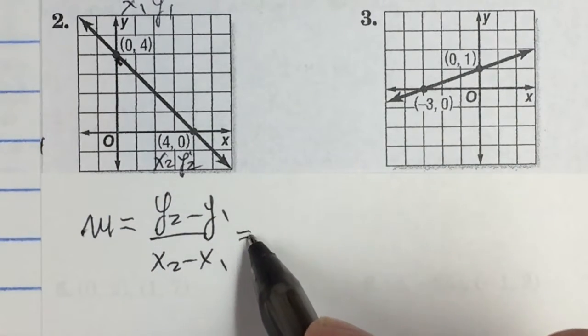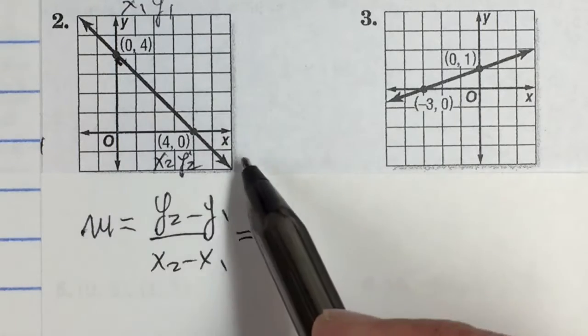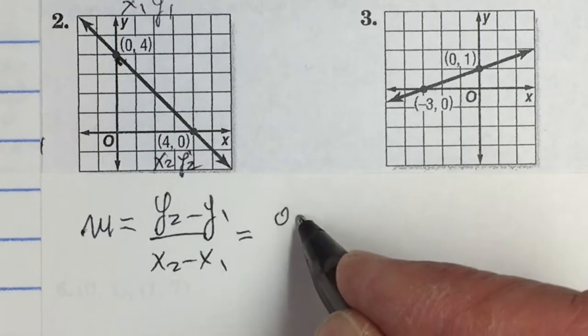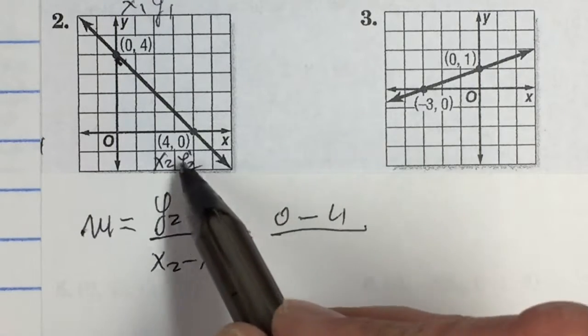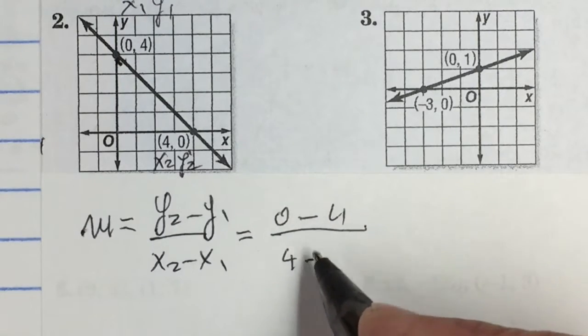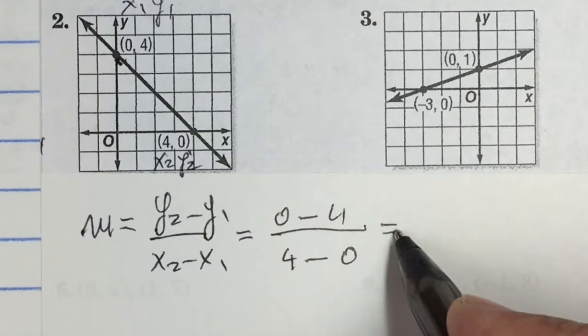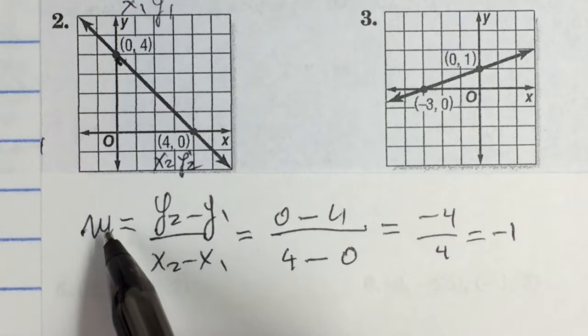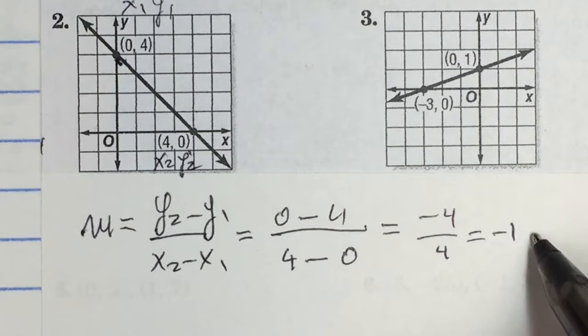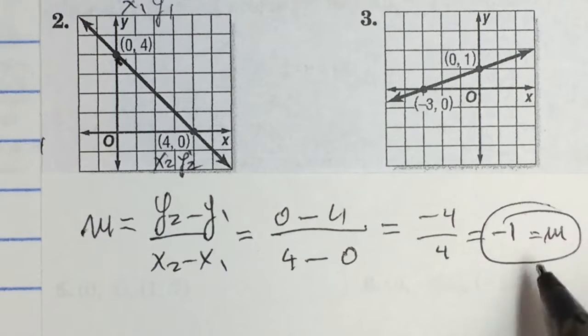So let's replace it here. It's going to be y2, that is 0, minus y1, that is 4, over x2, that is 4, minus x1, that is 0. This comes to -4 over 4, and this is -1. My m is -1, okay? I'm going to write it like this, m = -1.